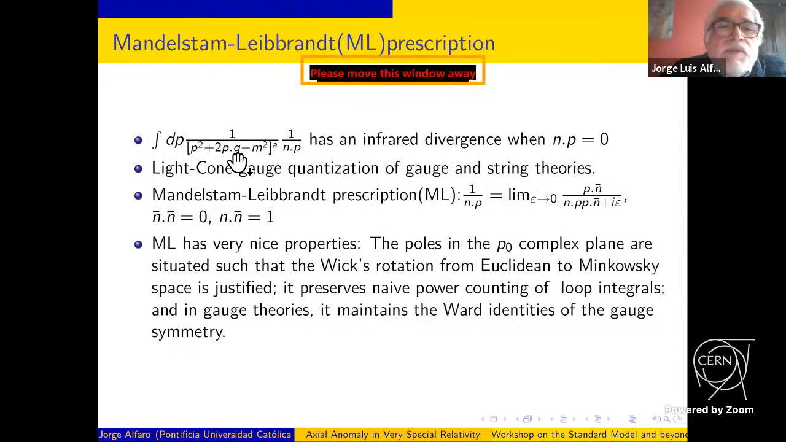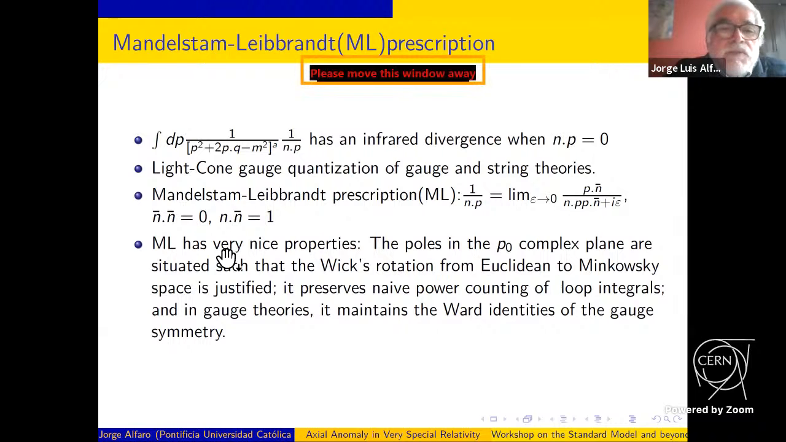And this is the Mandelstam-Leibbrandt prescription. This was developed in the context of light-cone gauge quantization for gauge theories and string theories. You introduce a new null vector, which is called n bar, that is null and also has a non-zero projection over n. I have normalized that to 1.